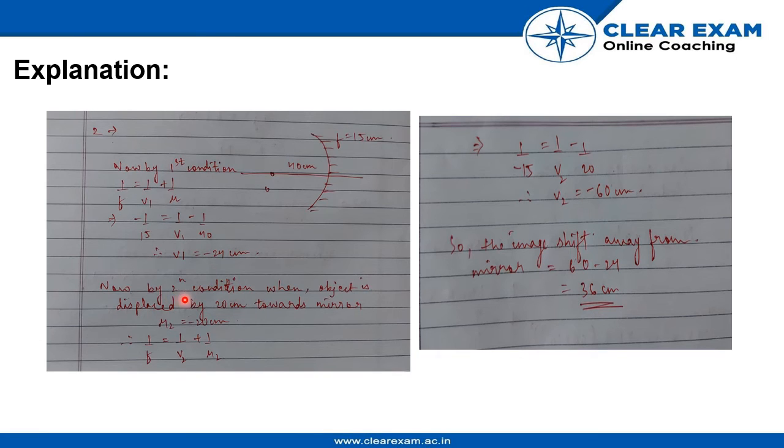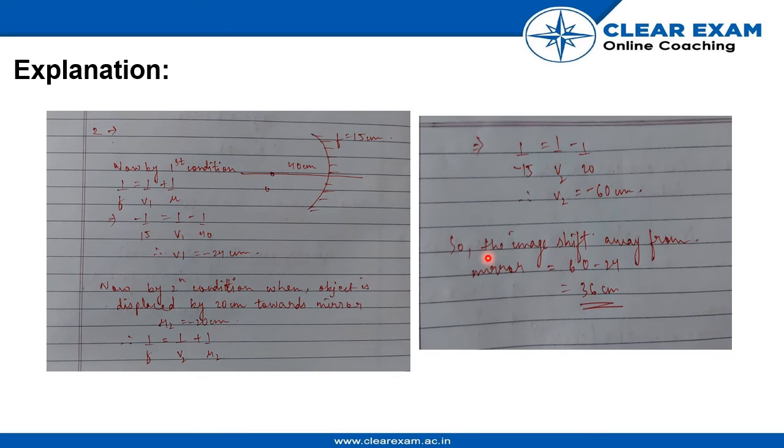Now, in the second condition, when the object is displaced by 20 centimeters towards the mirror, the new object distance would be minus 20 centimeters. Putting this in the formula, we get v2, which is the distance of the image after displacement, which comes out to be minus 60 centimeters.